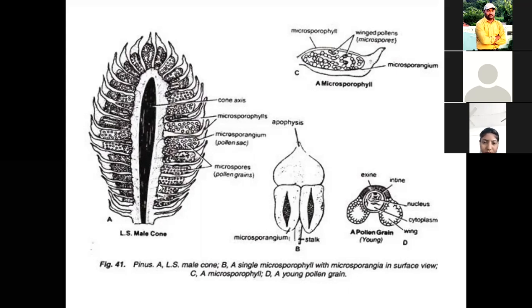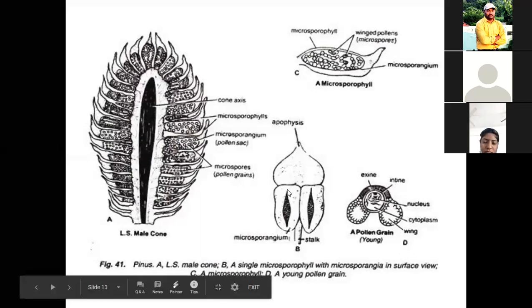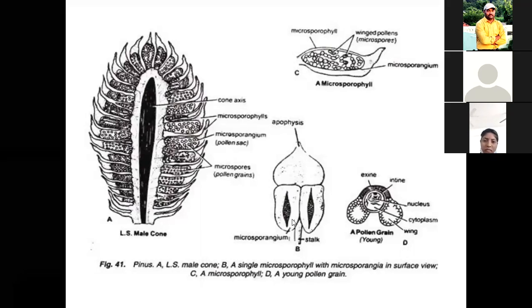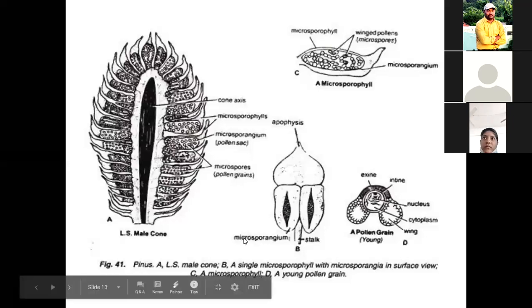If we observe each male cone, it shows dorsiventral regions: the dorsal side and the ventral region are present. On the dorsal region, two egg-like, oval structures are present. These two oval structures are called microsporangia. On each microsporophyll, two microsporangia are present.